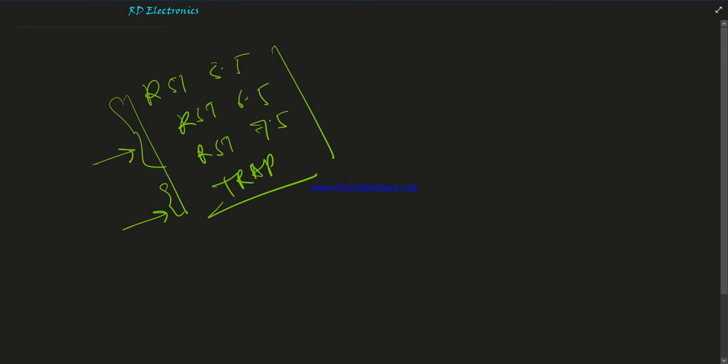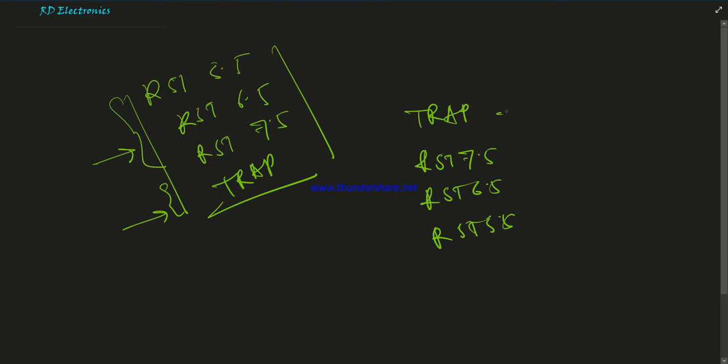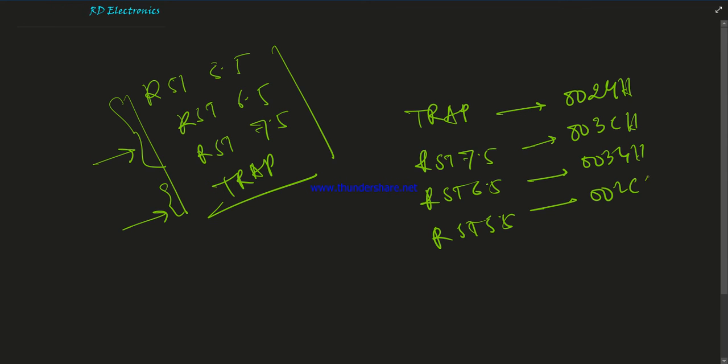Okay, these are the interrupt call locations: first is TRAP, then RST 7.5, then RST 6.5, and then RST 5.5. The TRAP location is 0024. This is the location 003C. This is the location 0034, and this is the location 002C.